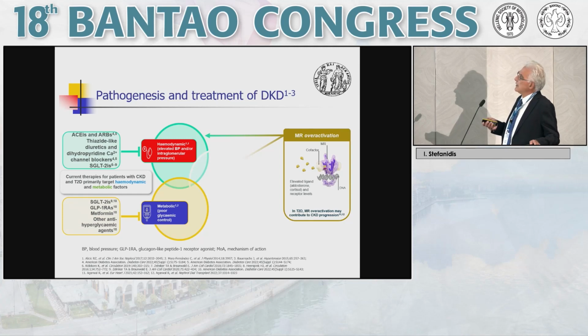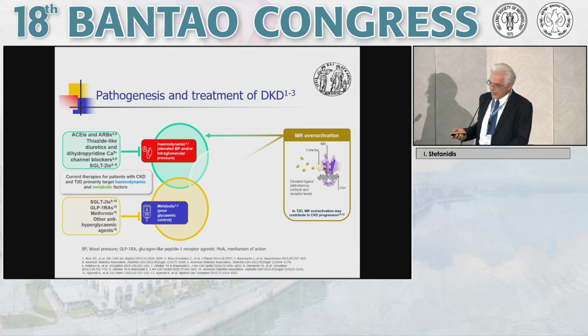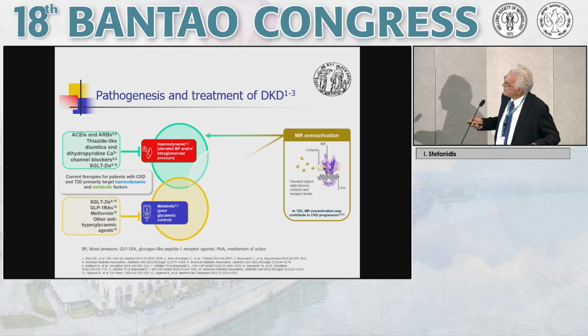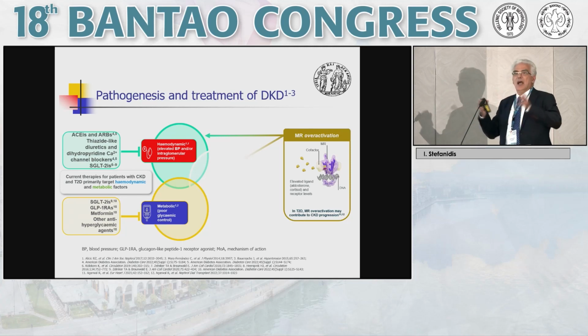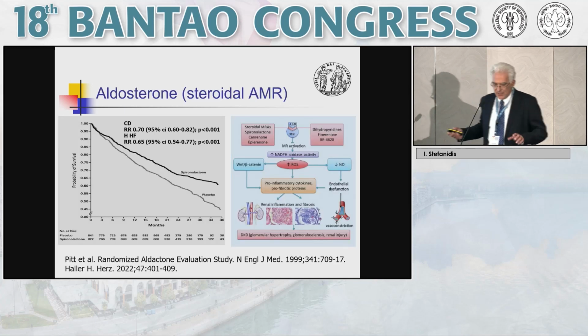Regarding the pathophysiology and the medications that could act on these pathophysiological mechanisms, we have seen hemodynamics, intraglomerular pressure with ACE inhibitors, RAS inhibitors and SGLT2 inhibitors, and metabolic and glycemic control with GLP-1 receptor agonists and other drugs. And what is missing? We speak about the systemic action of all these drugs, but what is missing is the influence on inflammation and fibrosis. Many drugs are said to have this influence, but mineralocorticoid receptor inhibition is very important in this missing pathogenetic region.